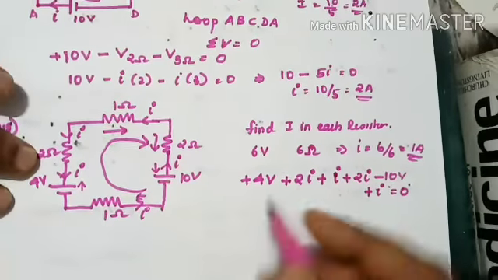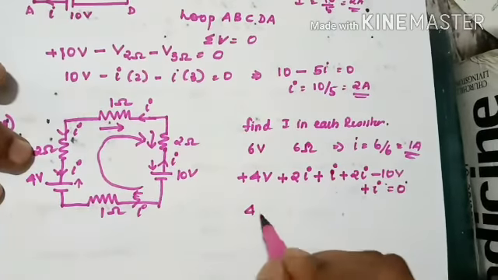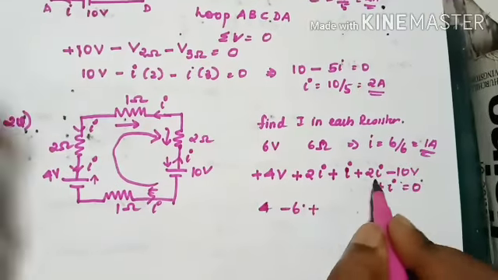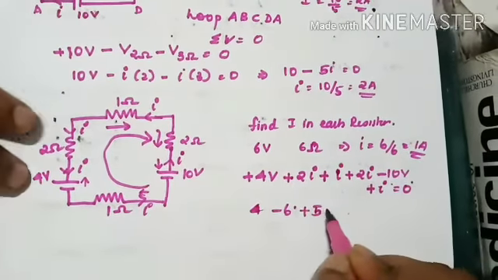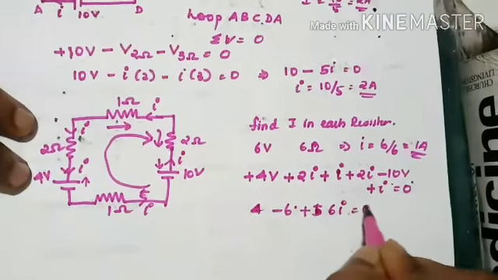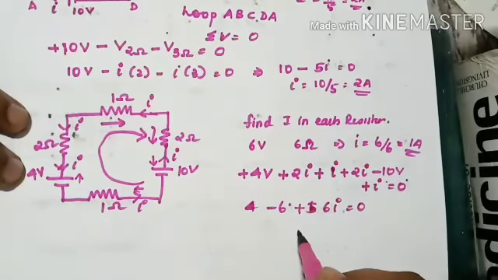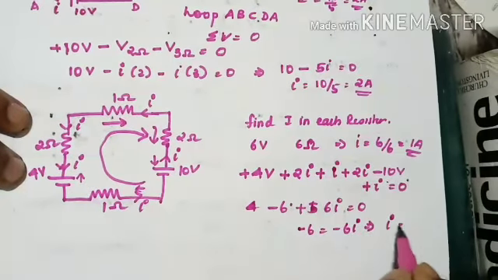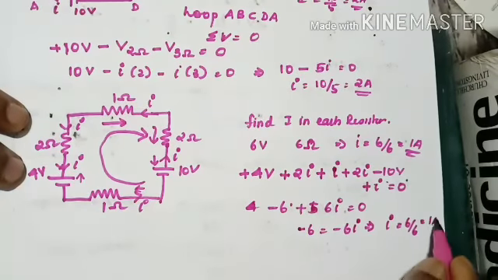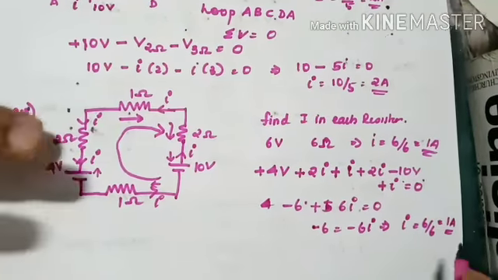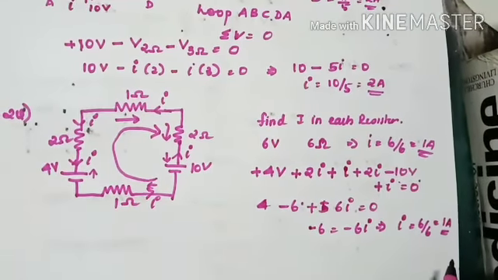Now how would you write? This 4 minus 10 is what? Minus 6 volt plus 2I plus 2I plus I plus I. Again this is 5I. No, 4, 5, 6. Sorry, 6I is equal to 0. Right? So minus 6 plus 6I is equal to 0, or I is equal to 6 by 6, that is 1 ampere. You got the same answer as the previous one. Clear? It's very easy. Right? Clear?